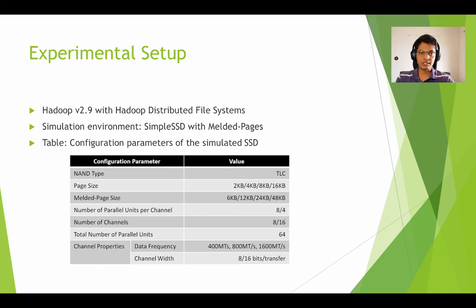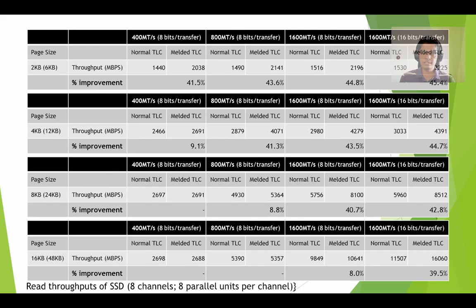The table here summarizes the configurations of the SSDs that we use. We vary the page size and the channel's operating frequency. The result for an SSD with 8 channels and 8 parallel units per channel is tabulated here. We observe a performance improvement of up to 45%. As can be seen in the first column here, as the page size increases, the channel speed becomes a bottleneck. To get around this, we can either increase the operating frequency or increase the number of bits per transfer, which is shown in other columns here. We can also reduce the number of parallel units that share a channel.